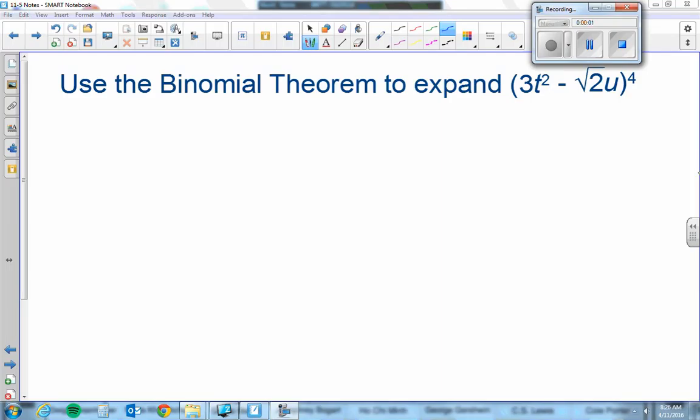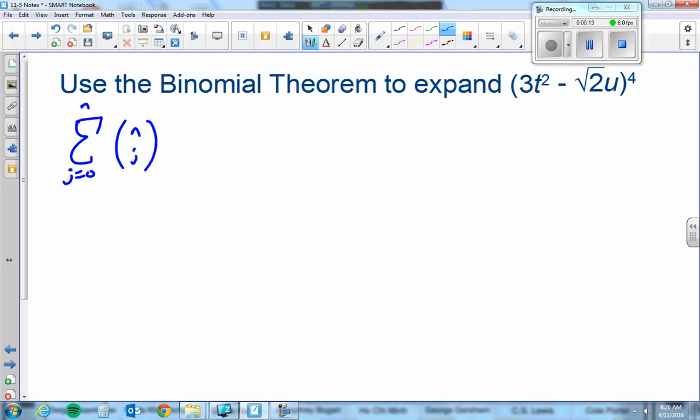Theorem again. And you should have it on your notes, but there we go. Summation as j goes from 0 to n of n choose j, a to the power of, and then b to the power of. Which one of these was just j for an exponent? B is just the power of j. The first one is the power of n minus j.